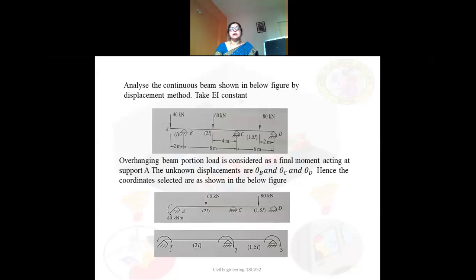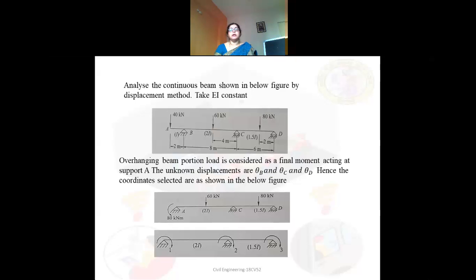You can see here span A to B has an overhang portion, B to C has a point load of 80 kilonewton acting at the center, and from C to D you have a point load of 80 kilonewton which is not at the center. It is placed at a distance of 3 meter from support C, 4 meter from support C and 2 meter from support D. So the overhang portion will come as a moment at support B.